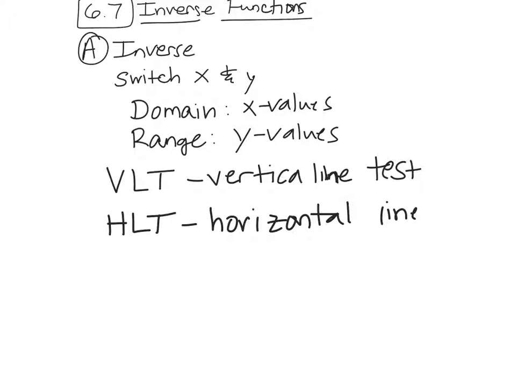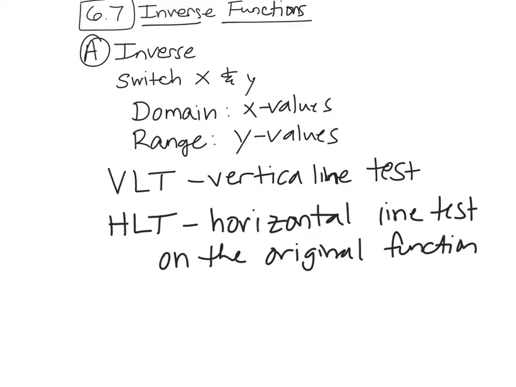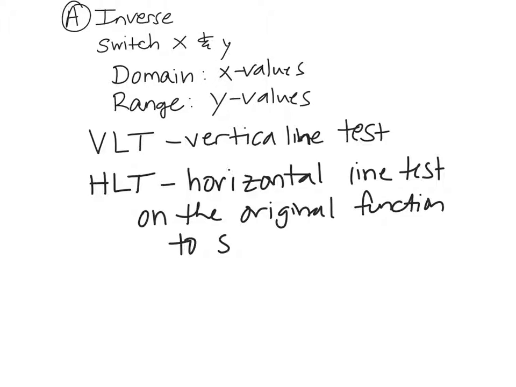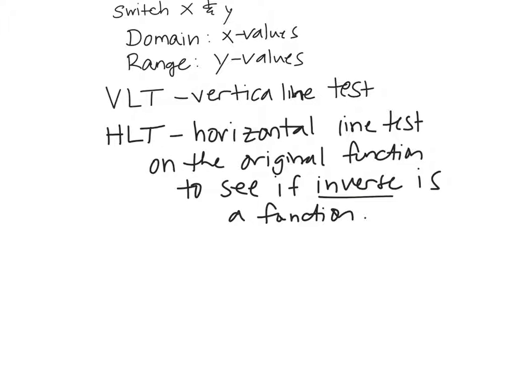And the horizontal line test is also done on the original function, to determine if the inverse is a function. So we have the vertical line test to test if itself is a function, and then we have the horizontal line test to see if its inverse will be a function. So let me go ahead and I'll give you some picture examples of this.